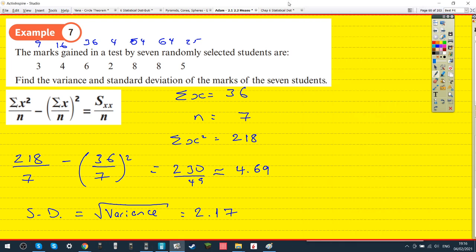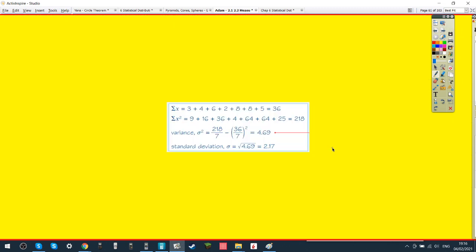This tells you how much the data is spread out. The higher the standard deviation, the more spread out the data is, just like the range. The bigger the number, the more spread out, the highest from lowest type of thing.